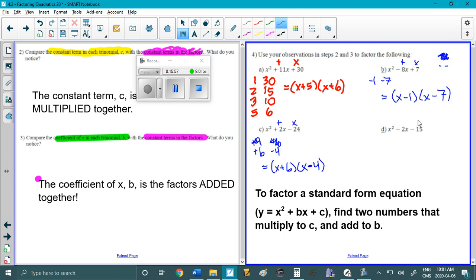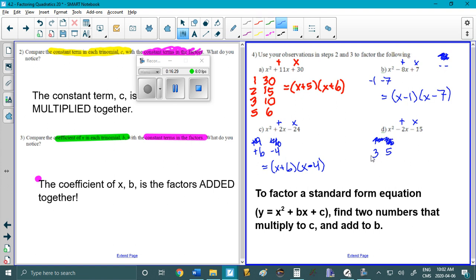Two numbers that multiply to negative 15 and add to negative 2. Again, if they multiply to a negative, we've got one of each. And if they add to a negative, the bigger one must be negative. So let's go 1 and 15. 15 divided by 2 doesn't work. 3 and 5. We know that the difference between the numbers has to be 2. 1 and 15, I cannot make 2. 3 and 5, if I subtract, I can make a 2. I can make a negative 2.